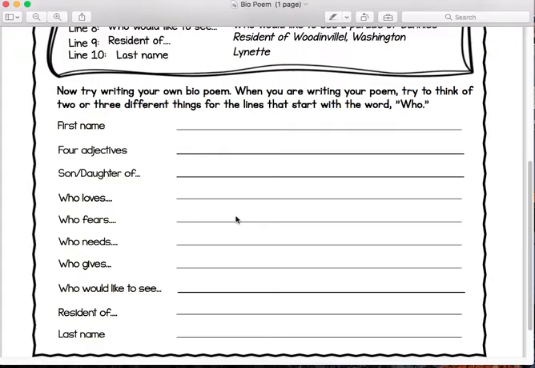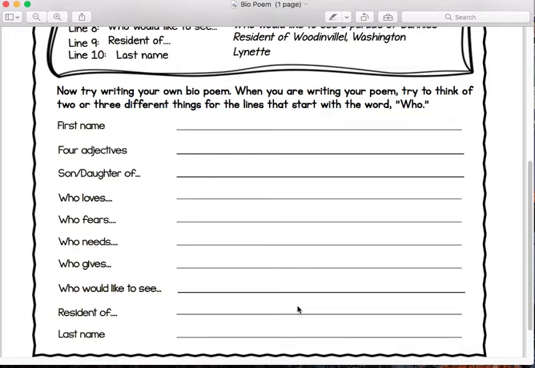I don't know if you know this, but I'm deathly afraid of mice and rats, and kind of some other rodents too. Who needs? I need coffee in the morning. That's something that I really need to start my day. Who gives? Awesome e-learning lessons if I don't say so myself. Who would like to see, one of the places that I really want to go see is Yosemite National Park in California. I've never been there, but it's on my list of things to see. Who is a resident of, I'm a resident of Riverside, Illinois, and my last name is Hawk.